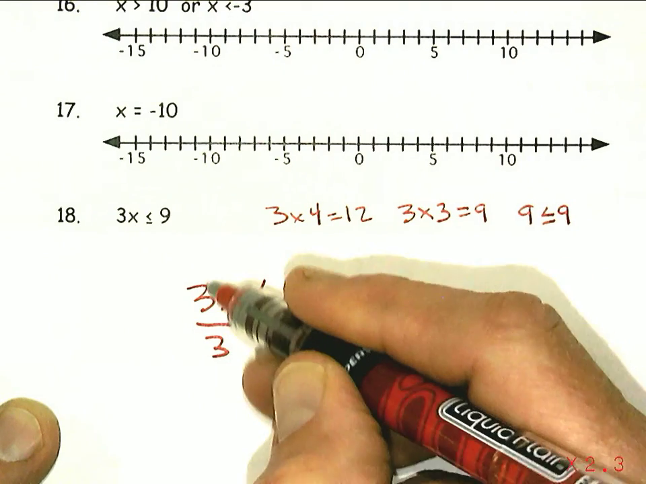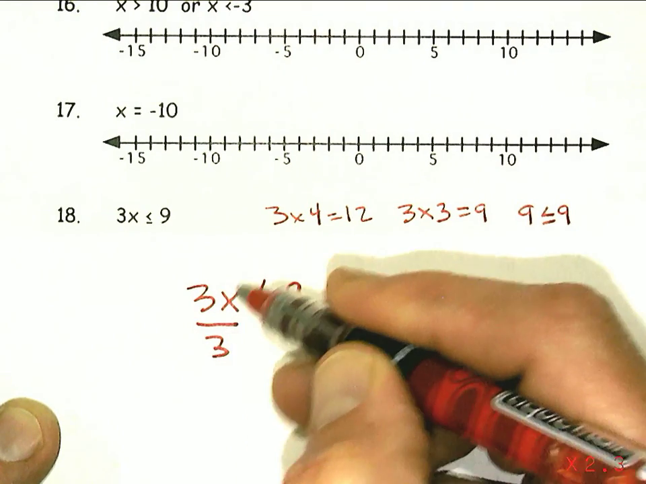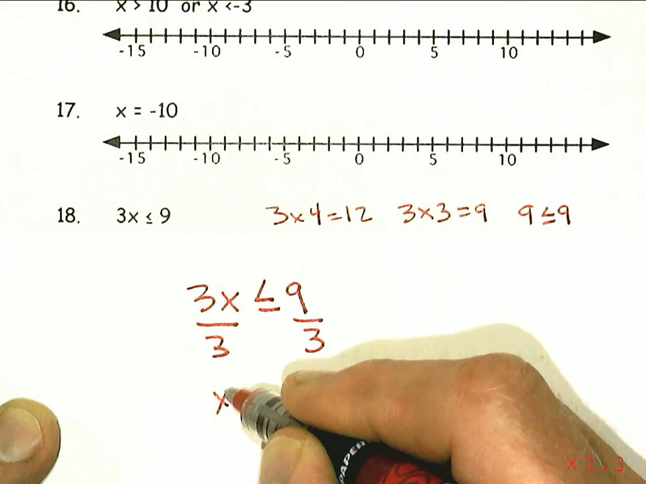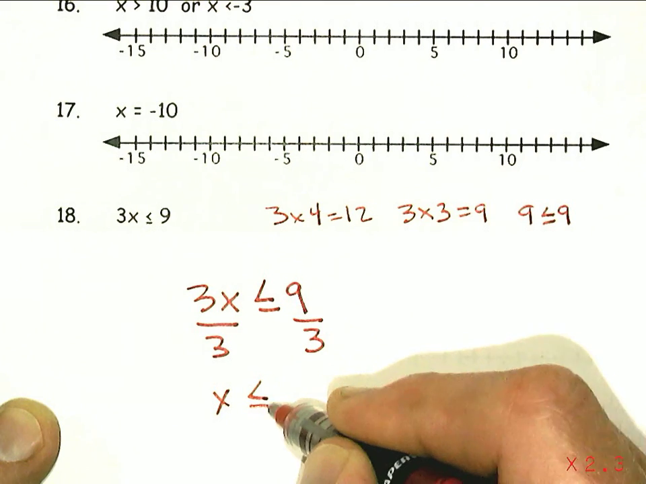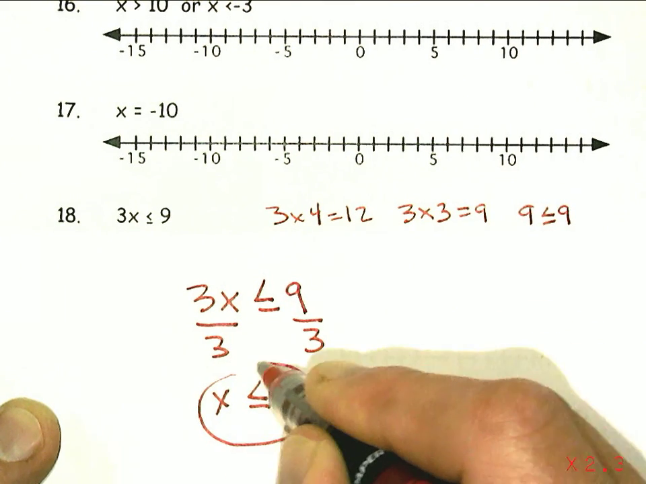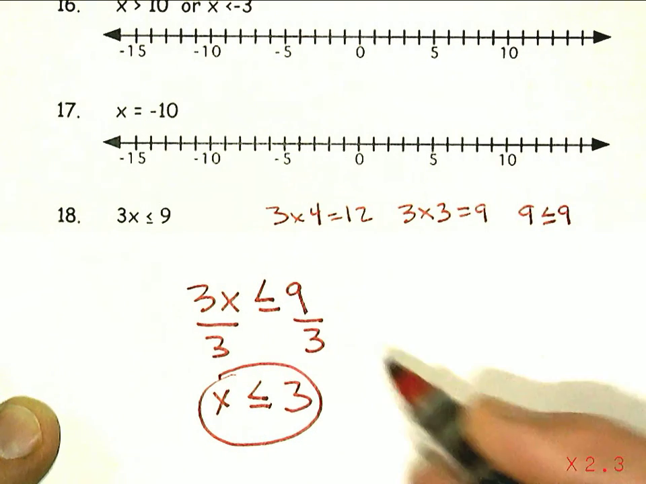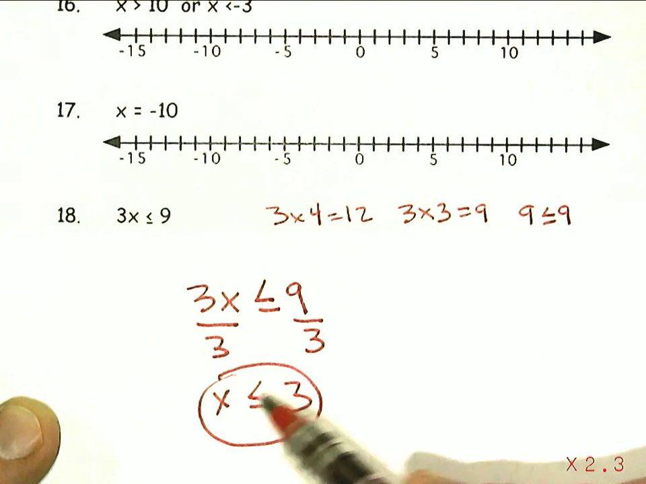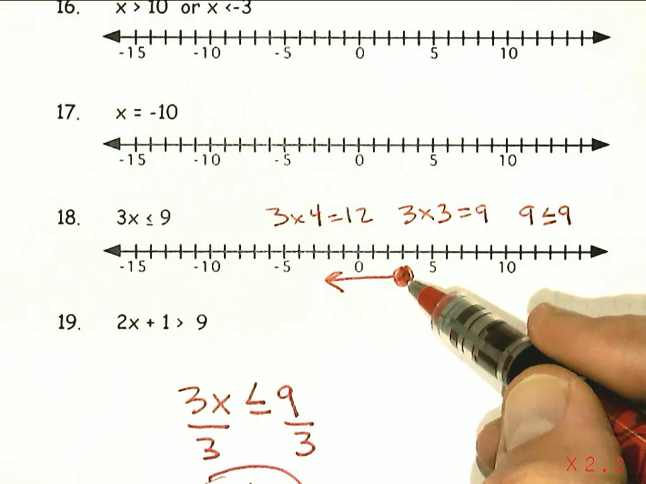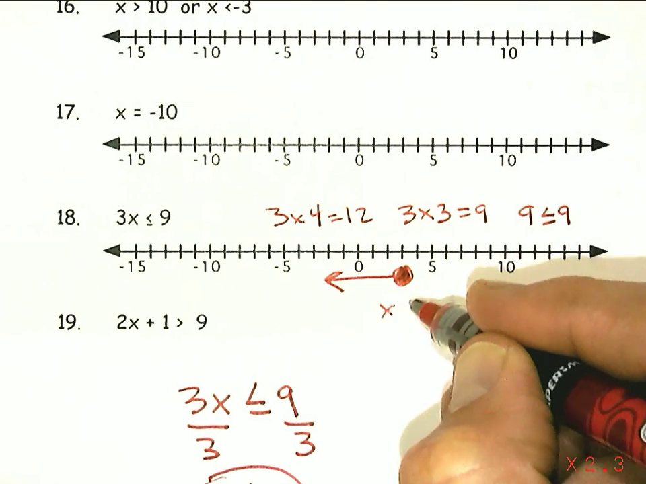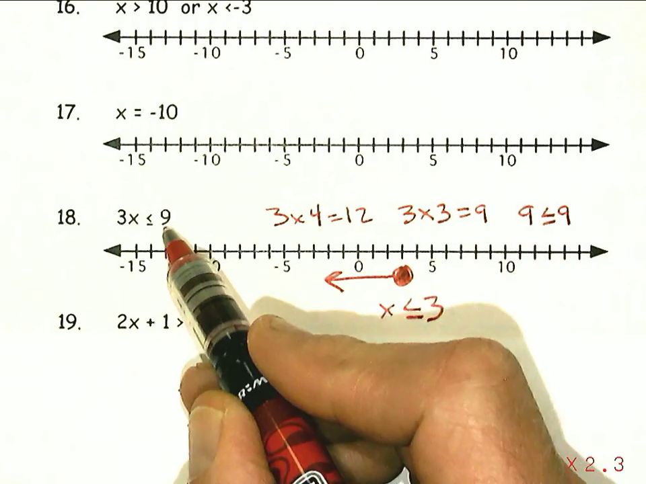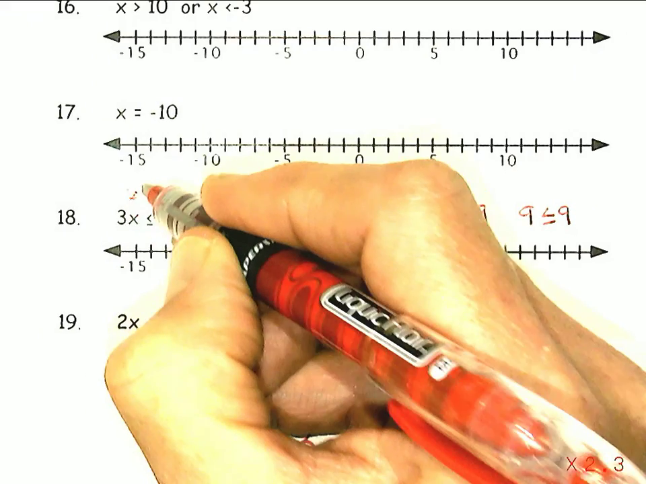So if I take 3 divided by 3, that's 1. And the reason I chose 3 is so that that would become a 1. 1 times x is x. And x is less than or equal to 9 divided by 3, which is 3. And so that's really, if I solve this equation, tells me that x is anything less than or equal to 3, which is what I actually already graphed. X, in this case, is less than or equal to 3. And that's what this equation equals. X is less than or equal to 3.